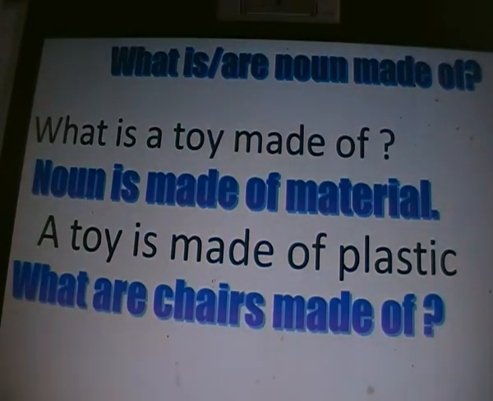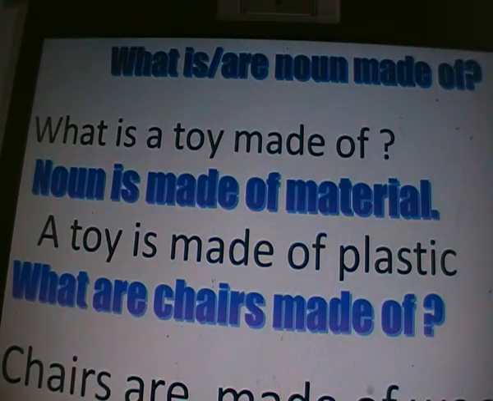What are chairs made of? What are chairs made of? This is a question. Chairs are made of wood. We have now chairs made of wood, chairs made of plastic, chairs made of metal. So different materials for chairs. Now the chairs are not only wood; there are chairs made of plastic and chairs made of metal, المعدن, too. Just make questions.